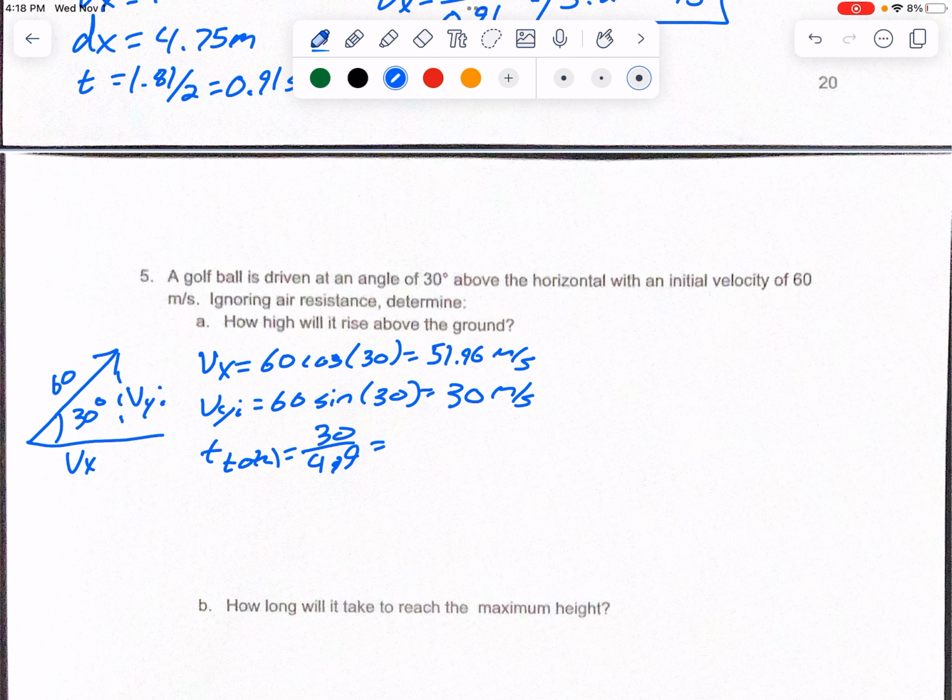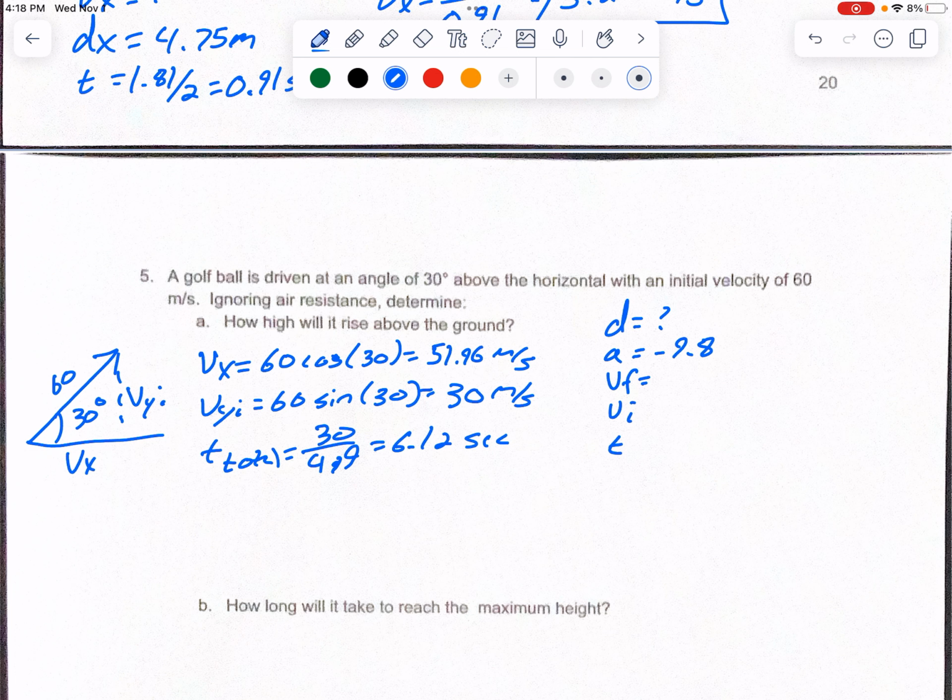And that's going to give you 6.12 seconds. So I've got my 3 things. I'm good. So it says, how high will it rise above the ground? So now we're actually looking for vertical height. So remember, anything vertical is Daffy T. So distance is what you're looking for. A is negative 9.8, always will be.